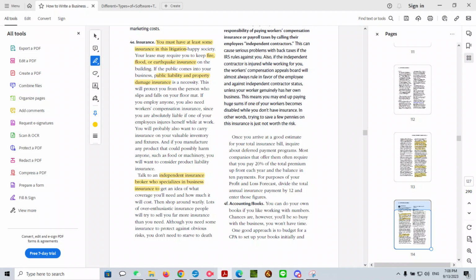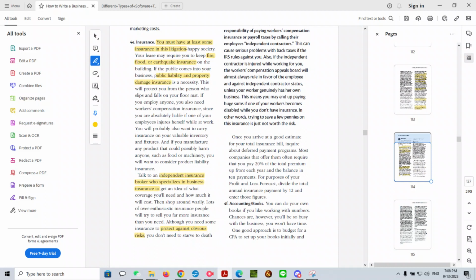Remember, the insurance we purchase is based upon our individual needs, not what someone else needs. The idea is to protect you against obvious risks. Now, also, you have to consider the accounting and books. You can do your own books if you like working with numbers. Chances are, however, you'll be busy with the business. You won't have time for that.